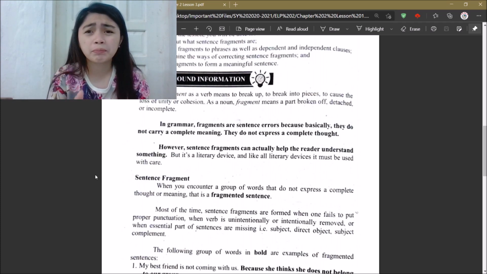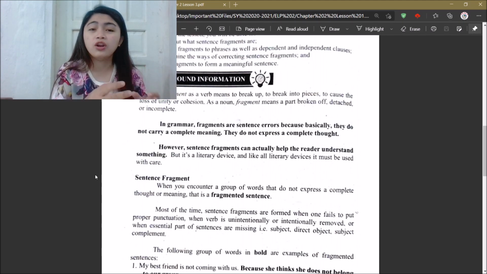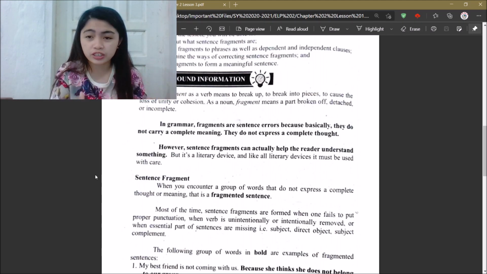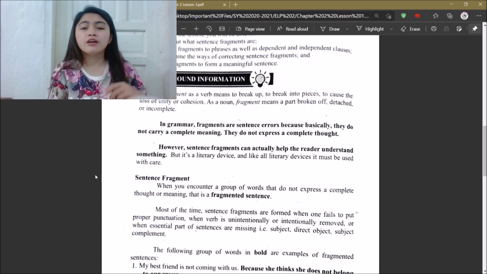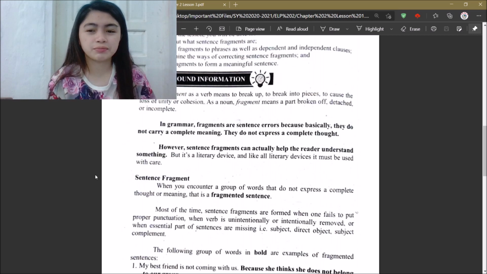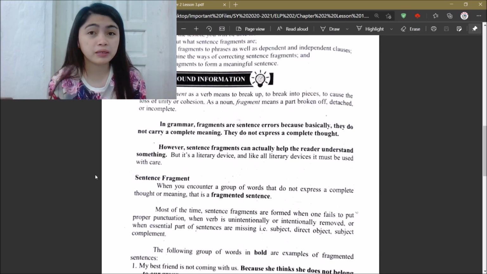So ibig sabihin lang ng fragment is broken. It is not complete. It is broken into pieces. So it's the cause of loss of unity or cohesion. So it is detached or incomplete. So in grammar, fragments are sentence errors because basically they do not carry a complete meaning. They do not express a complete thought.